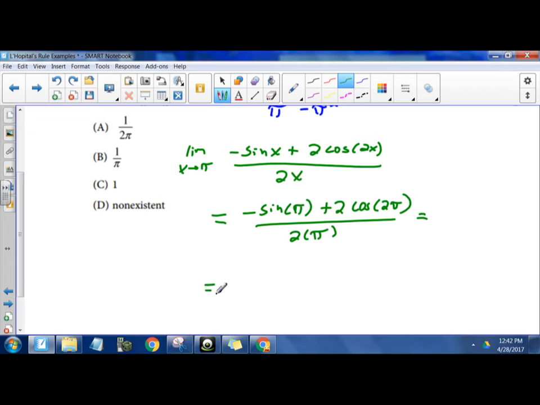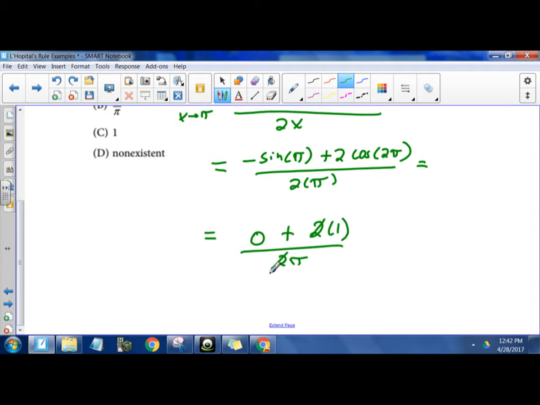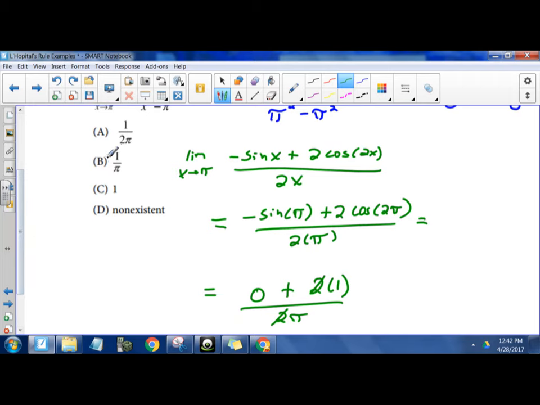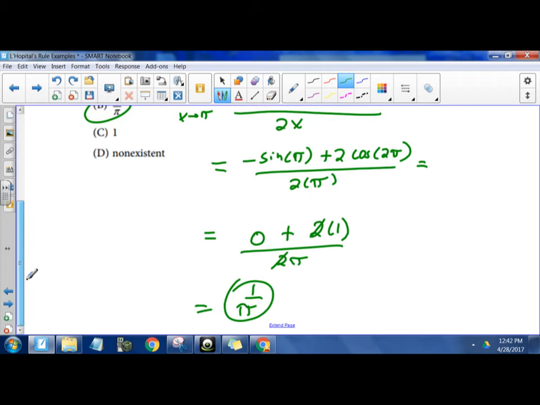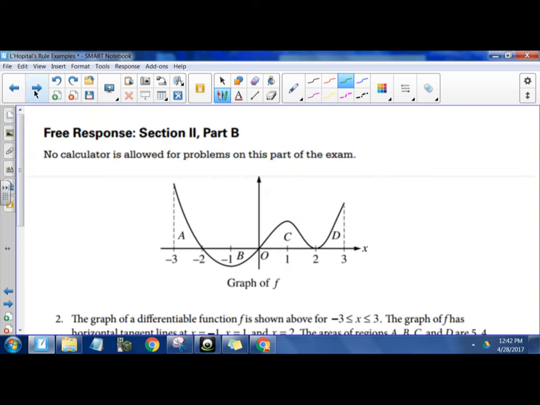It's okay. Let's evaluate. So you get negative sine of pi, which is 0, plus 2 times cosine 2 pi, that would just be 2 times 1, all divided by 2 pi. The 2's cancel, and that gives you a final answer of 1 over pi. 1 over pi would be the answer to this problem, which I believe was choice B. Okay, so that's one example of L'Hopital's rule in action. Let's take a look at the second example.